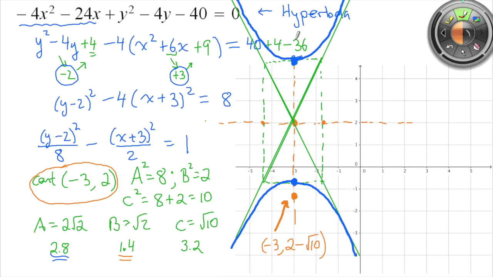The other one's up here someplace, 3.2, so 1, 2, that was about 3.2 would be right about here. And this focus would have a coordinate of going up and down, doesn't change anything. We started at 2 and we added square root of 10. And that would be focus 2, and this one is focus 1. All right, so that would be the complete graph of a hyperbola.